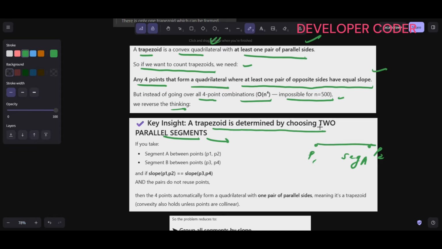So a trapezoid is determined by choosing two parallel segments. Segment A between points P1 and P2, segment B between points P3 and P4, right? And the slope of the first segment is equal to the slope of the second, and the pairs do not reuse points. There is no common point, right? If there is a common point, say P3 exists here or here, then we may not form a shape. So, the pairs do not reuse points. Then the 4 points automatically form a quadrilateral with one pair of parallel sides, meaning it's a trapezoid, right?